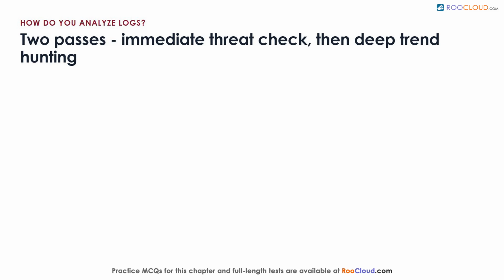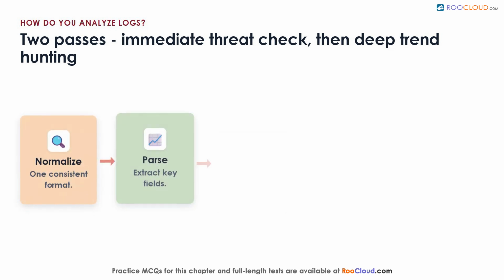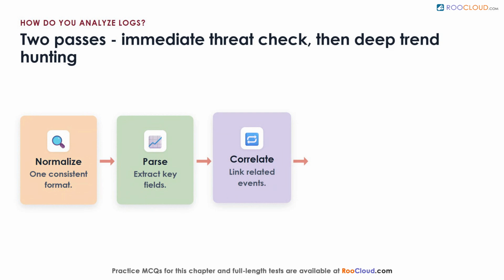How do you actually analyze all this data? There are really 2 passes. The first is an immediate threat check that triggers alerts. The second is deeper hunting for trends and patterns. The deep pass aggregates and correlates many logs at once. But first the data must be cleaned up. Different sources use different formats, so you normalize them into one consistent shape.